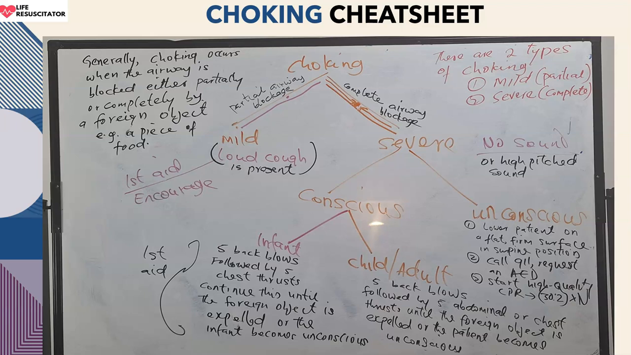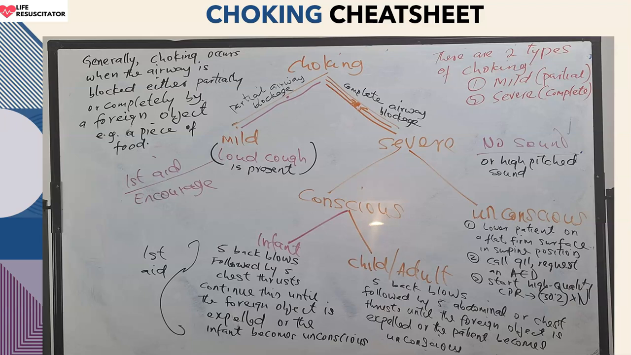As you can see on the cheat sheet, choking is of two types. Mild choking is also called partial choking. The second type is severe or complete choking. Now, partial airway blockage is mild choking, and it is when a piece of food partially blocks the airway.